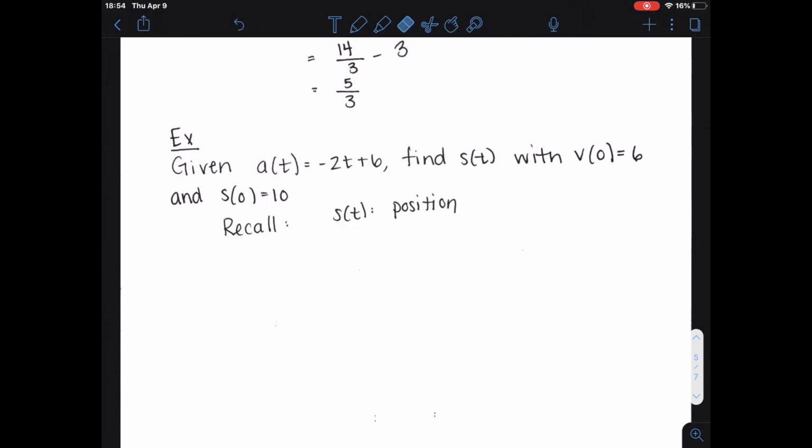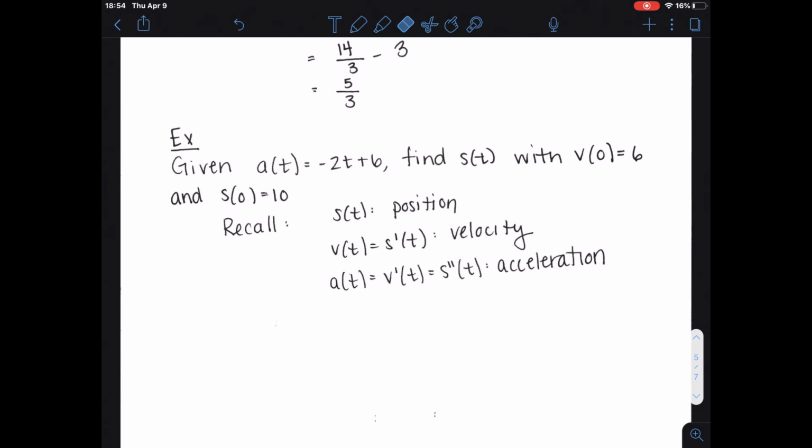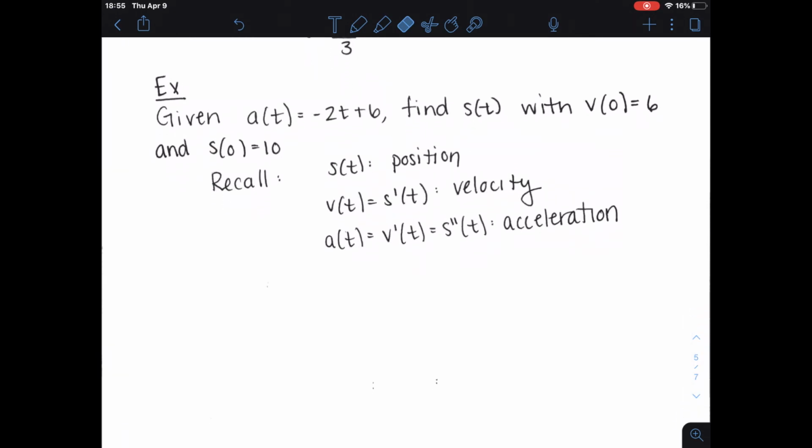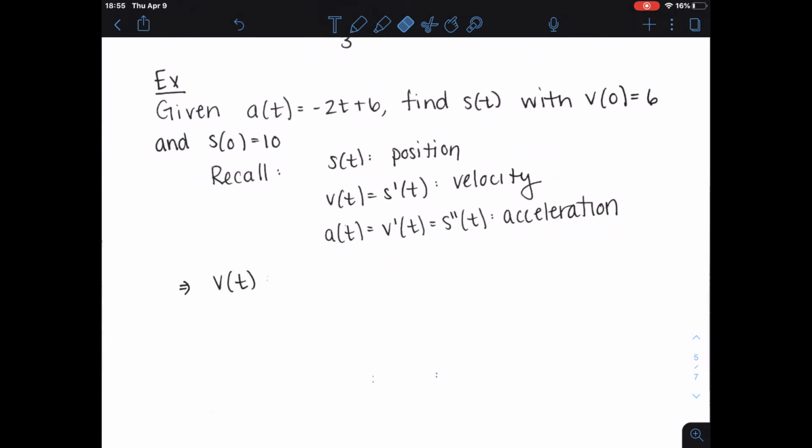So the thing we want to recall is that s of t is the position function. V of t is the derivative of position, the velocity. And a of t is our acceleration. It's the first derivative of velocity, or the second derivative of position. So if we want to start by finding v of t, I've got to undo the derivative I took to find acceleration. So I want to integrate a of t dt.